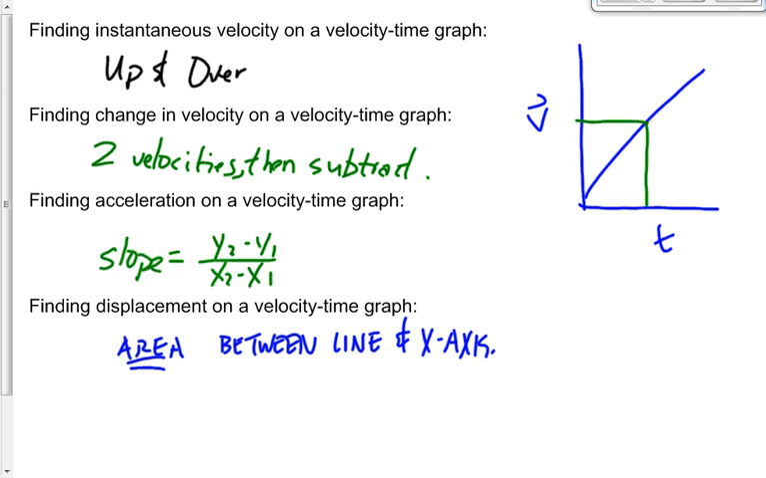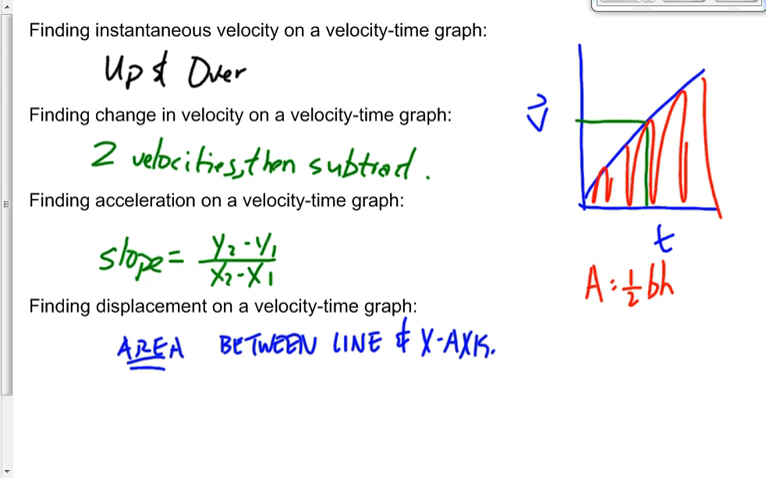So in other words, in this graph that you see up here already on the board, if you calculate that area, it would be displacement. The area of that, by the way, since it's a triangle, would be 1/2 base times height. Or the displacement would be 1/2 base times height.